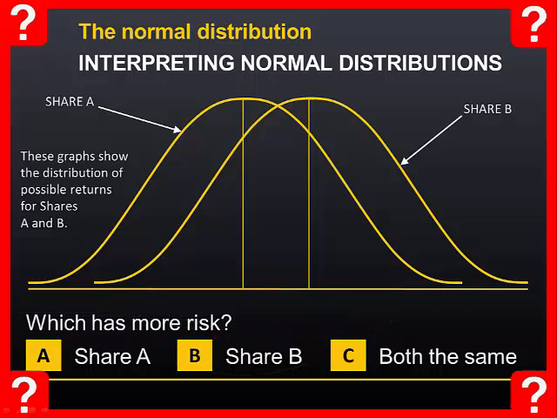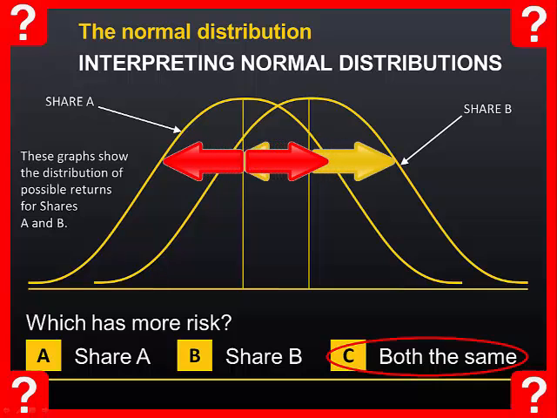Which of these shares has more risk? Share A, share B, or both the same? The answer is both the same. The shape of the curve indicates the level of risk. Since both of these curves have the same shape, there's the same amount of variability above or below the mean.